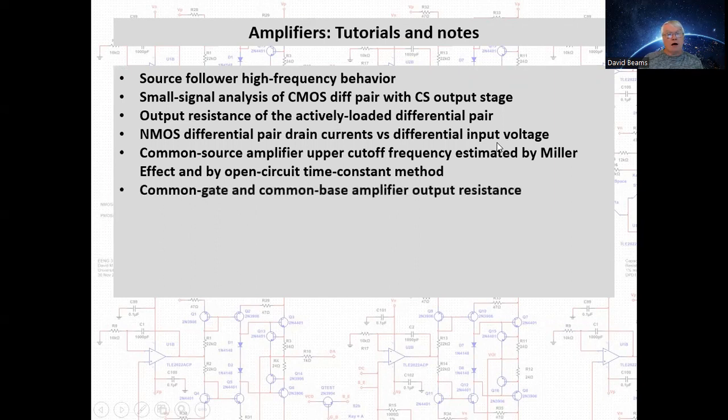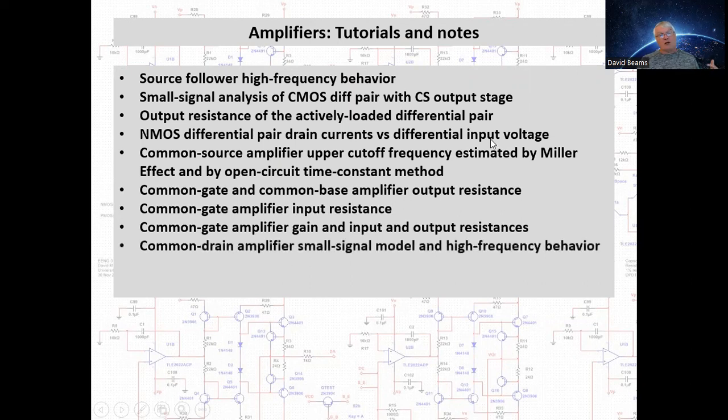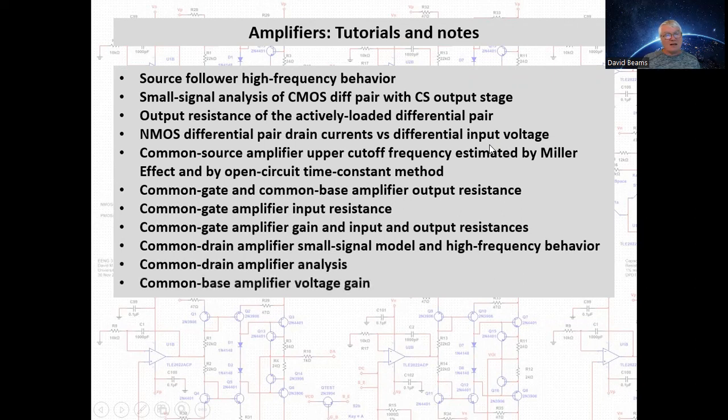And we have common gate and common base amplifier output resistance calculations, common gate amplifier input resistance, common gate amplifier voltage gain and input and output resistances, common drain amplifier small signal model and high frequency behavior, common drain amplifier analysis, and common base amplifier voltage gain.